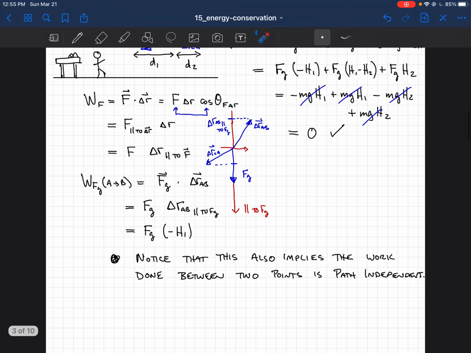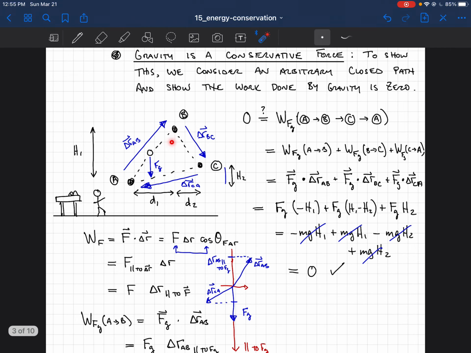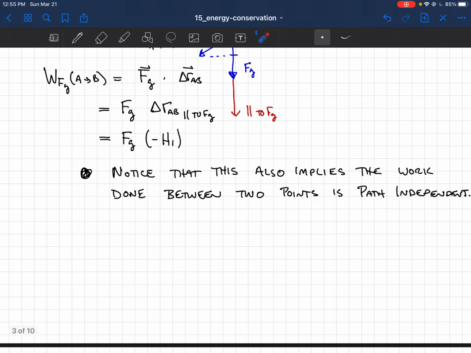So what else can we say about this? Well, we gave two definitions for the conservative force. One was that the work is 0 through a closed path. The other was that the work is independent of the path if you go between two points. So let's take two points. Let's take our A and B. Now the work done from A to B, we calculated that. That was due to delta RAB, and then of course we have the force of gravity pointing like this.